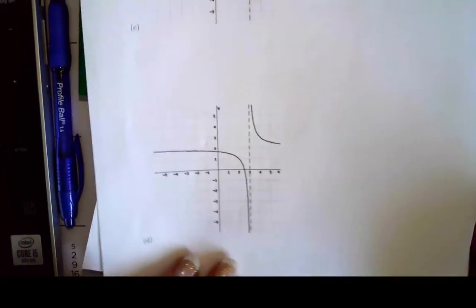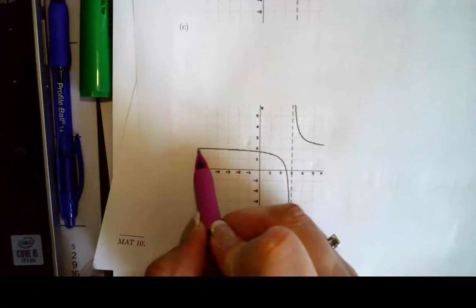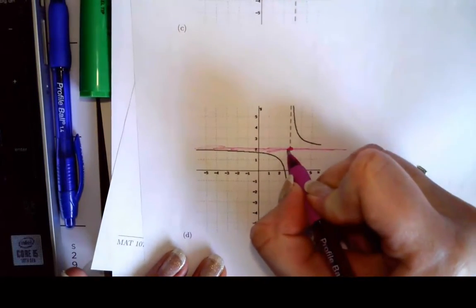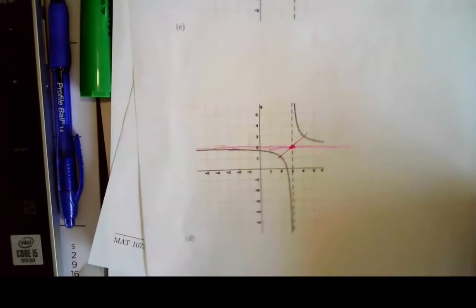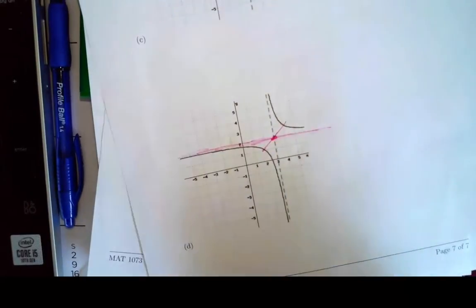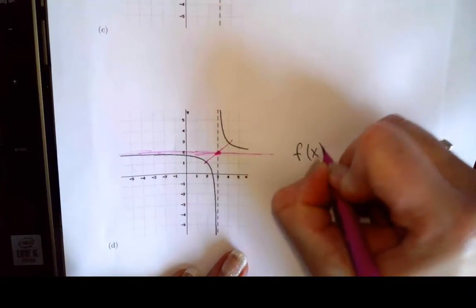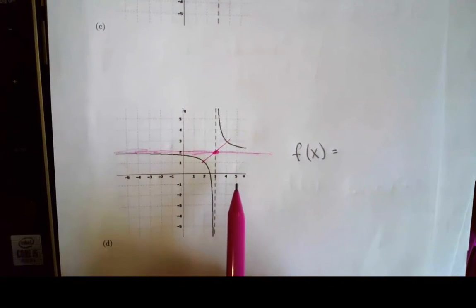So let's look at this one. I'm going to find my asymptote first because that's going to help me decide if he got stretched or compressed. So here is my asymptote. So from the middle, I can go diagonally 1 unit and find my graph. He did not get stretched or compressed. So this is a 1 over x. So I have f of x equals, well, what happened to him? Did he flip? No, he did not.